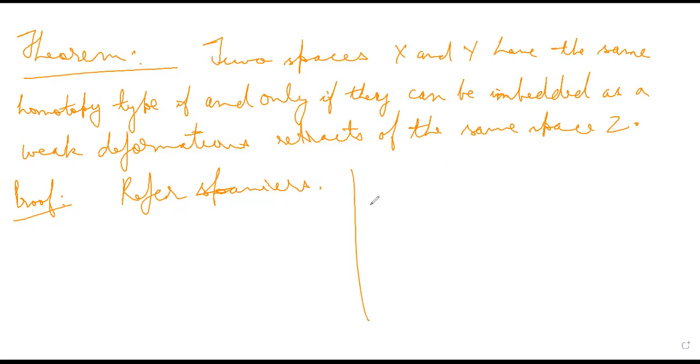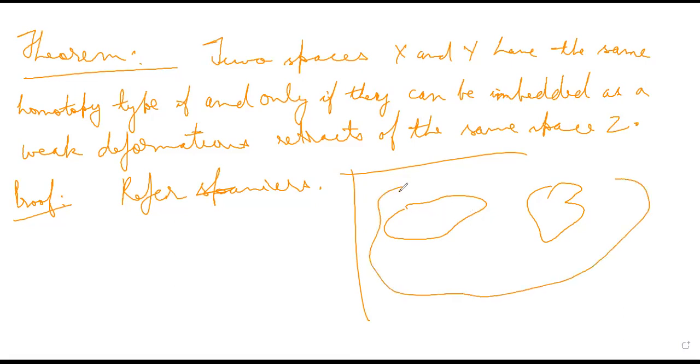So what it says basically is, if you have two spaces, they are of the same homotopy type if and only if they can be embedded in a bigger space Z as deformation retracts of Z.